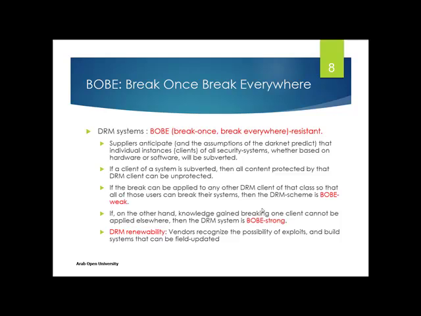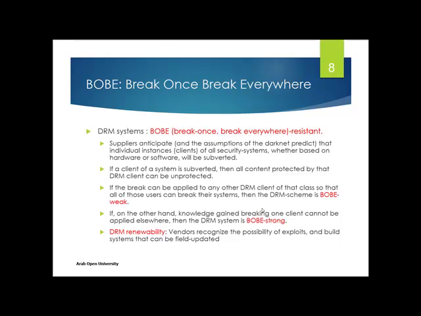If I have a technology that is broken someplace, and this break will lead to breaking this technology everywhere else, this is what we call BOBE weak, standing for break once, break everywhere. And if breaking this technology in one place will not lead to breaking it elsewhere, this is what we call BOBE strong. Let's consider an example.